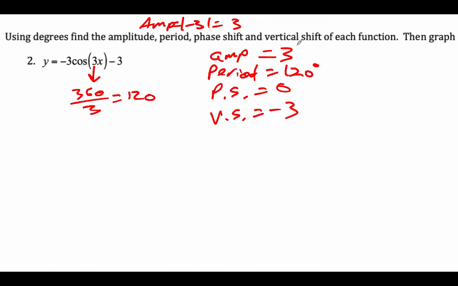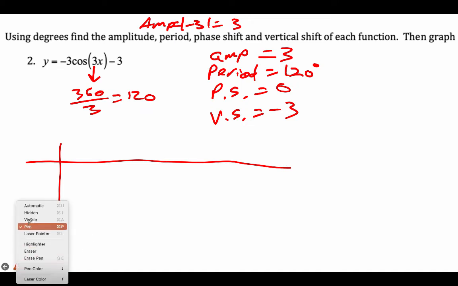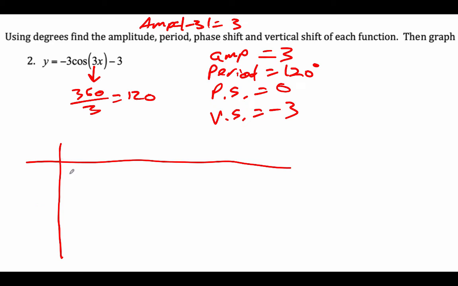So I'm going down 3 and then I have an amplitude of 3. So I'm gonna make it like this. Okay. I'm gonna grab a different color. And I'm going to go 1, 2, 3, 4, 5, 6. Midline is y equals -3. Boom, boom, boom.